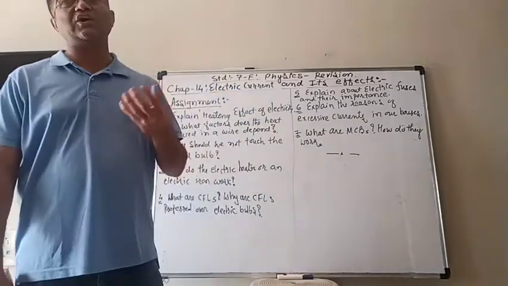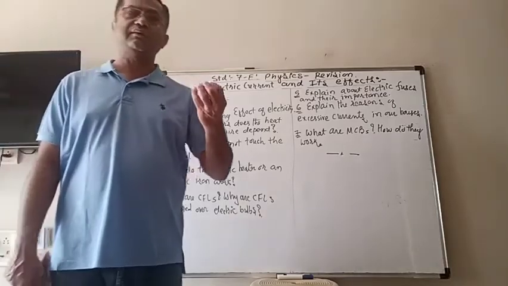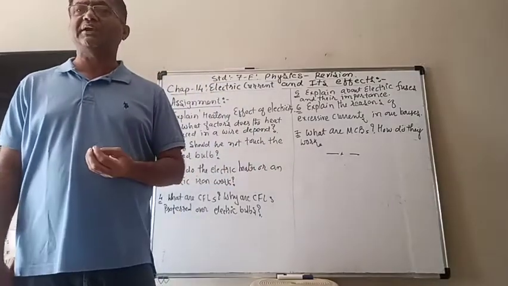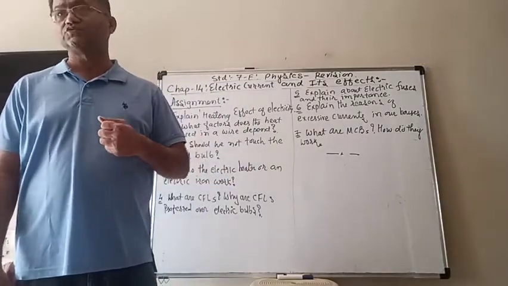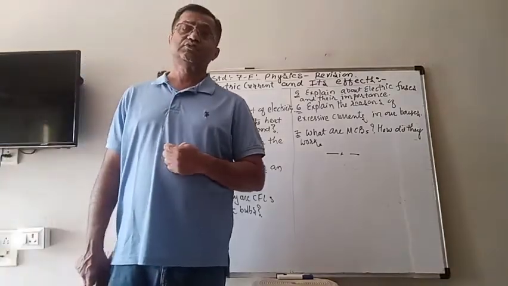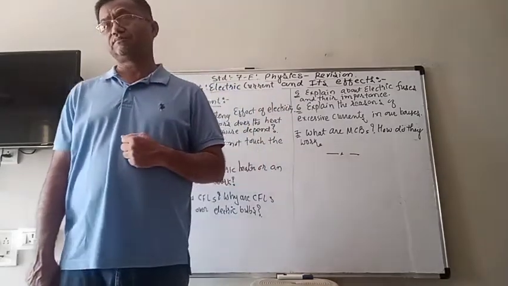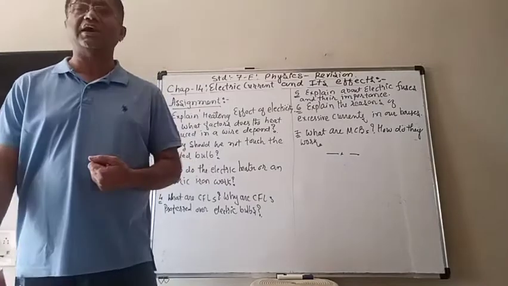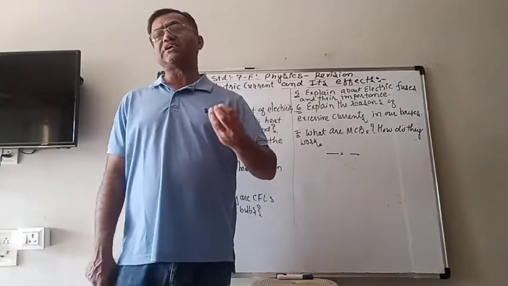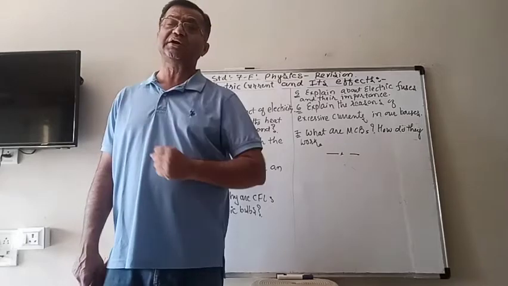In your houses also you are using a few appliances which are working on the heating effect of electricity. For example, an electric iron to press your clothes, or the electric heater or the electric stove, etc. The toaster is also working on the same principle, the heating effect of electric current.